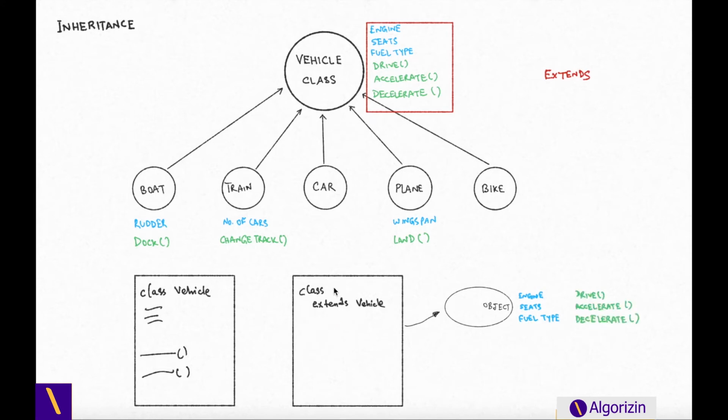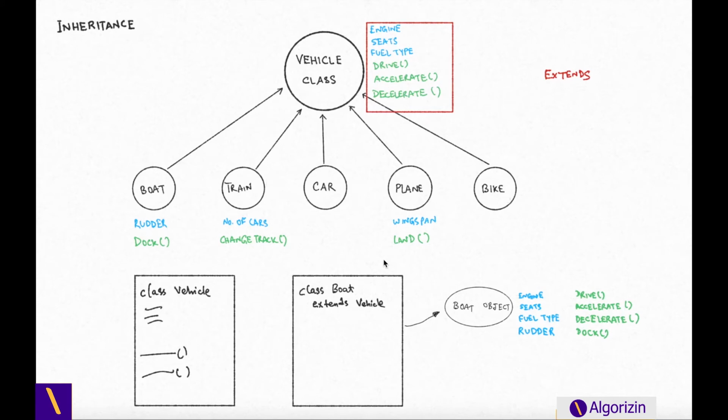In the same way, if you create a boat class, and if boat also extends vehicle, then we can create a boat object using the boat class. And then the boat object will have all the attributes of vehicles and the methods of vehicles, as well as its own attributes and methods. So we're significantly reducing the amount of code that we have to write, because we write these attributes and methods only once, and we do not have to write them again and again for all these different vehicles.